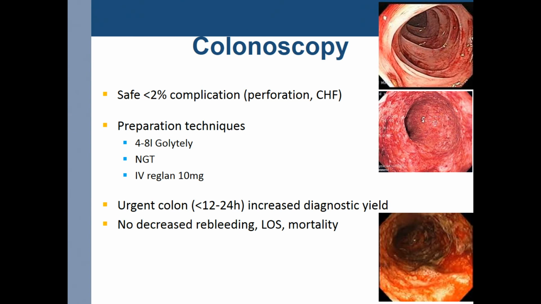The issue of urgent colonoscopy that's performed within 12 to 24 hours of presentation remains a bit unclear, but it definitely does seem to increase diagnostic yield, although has not been proven to decrease rebleeding rates, length of hospital stay, or mortality. And to the right here, you just see a few examples of what we could find during a colonoscopy. Up at the top, there's just blood with one diverticulum that you see here, but no true active bleeding. This just shows a diffuse erythema, diffusely abnormal mucosa, as well as down at the bottom here.